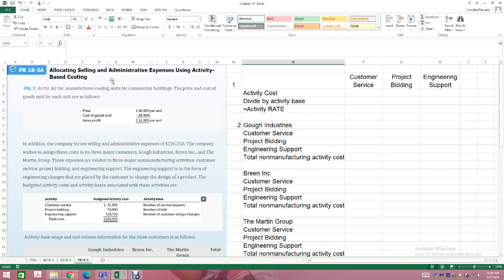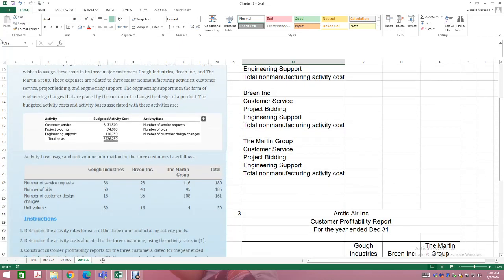Okay? So, they give you the activity, the customer service, project bidding, and engineering support, the budgeted activity cost for each, and then the activity base, which is for customer service, the number of service requests. For project bidding, the number of bids. And for engineering support, the number of customer design changes. Okay? So, activity-based usage and unit volume information for the three customers is as follows. And then they give you the three customers, Go, Brin, and the Martin Group, and the different activity bases.